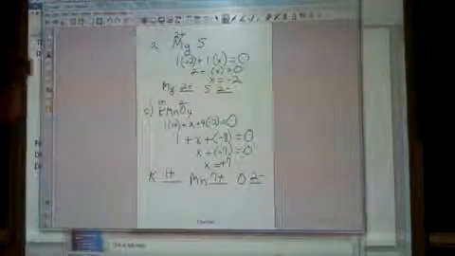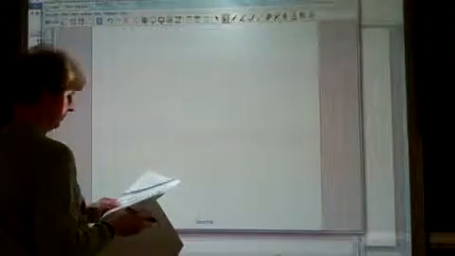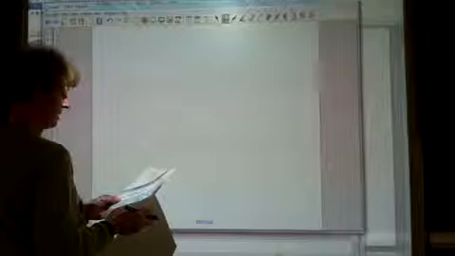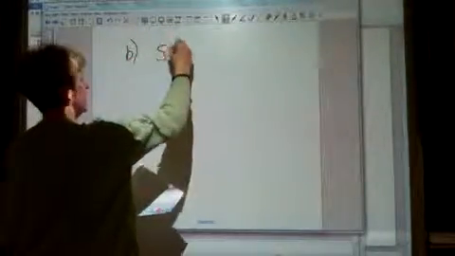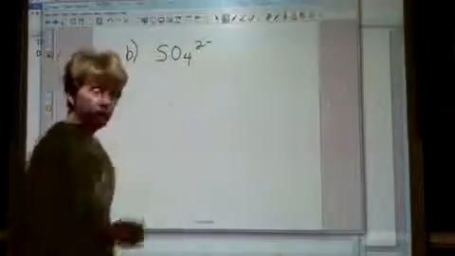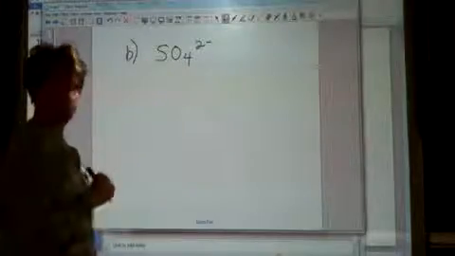What about the charges, the ones with the charges? So let's do one more here, and this is on the bottom of this sheet. Sample 6A is done. Let's do 6B. And that is SO4 2 minus. We have a charge now. We have a charge. What is the sulfur?